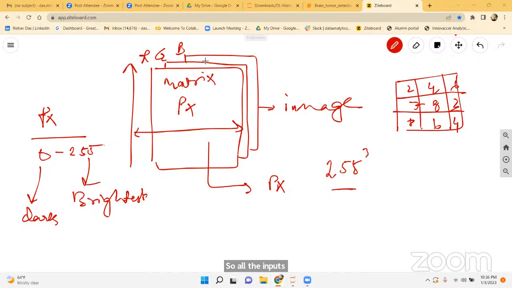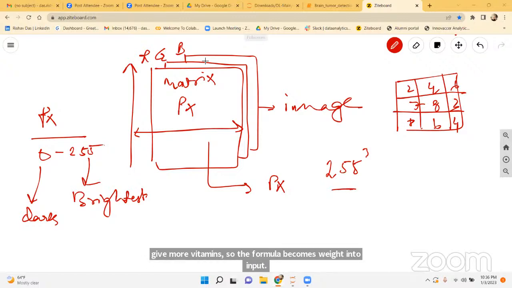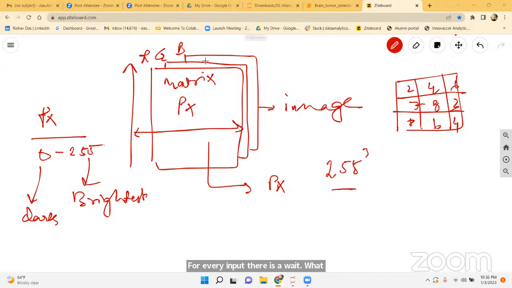I gave all these examples to explain that all these inputs have certain weightage. Weightage is given to those inputs where we pay concentration, where we feel that yes, this is important to me. So over there you give more weightage. So the formula becomes weight into input. For every input, there is a weight. Weight may be lesser, weight may be higher. Higher weight means we are giving more importance. Lower weight means we are giving less. Then comes the bias factor.